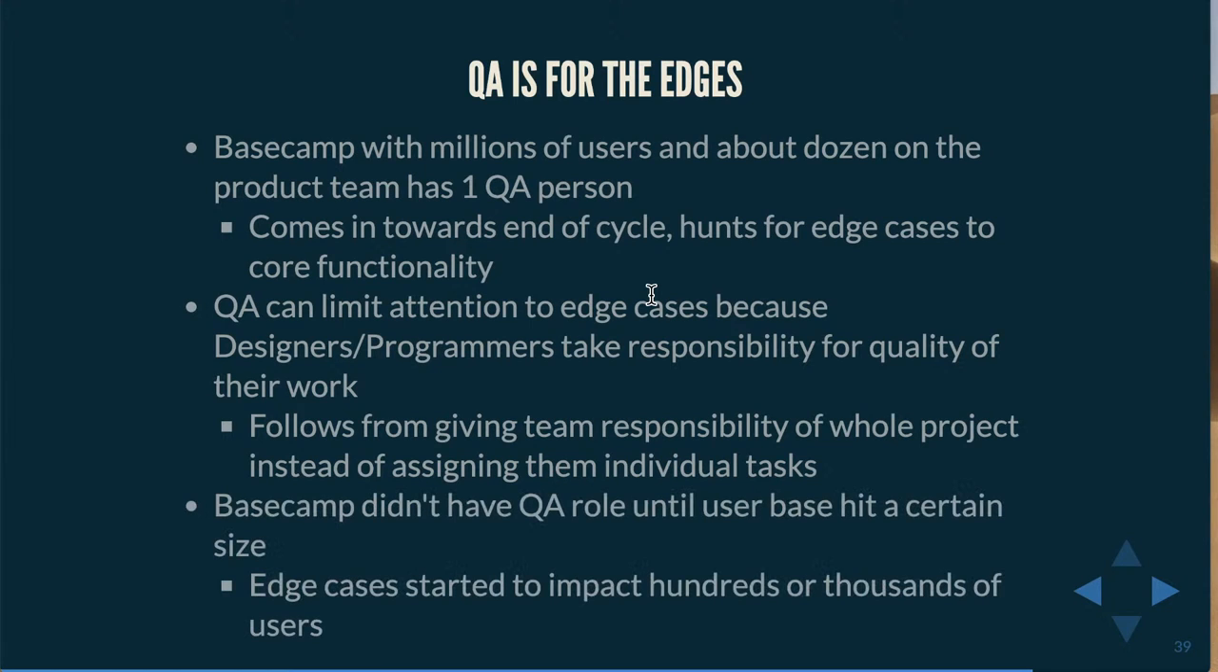Basecamp didn't even have this QA role until their user base hit a certain size, and that was when the edge cases started to impact hundreds or thousands of users at a time. So they consider QA a level up as opposed to a checkpoint that you have to go through.